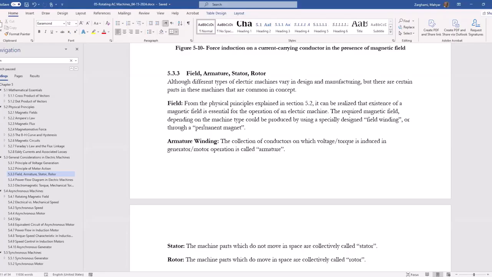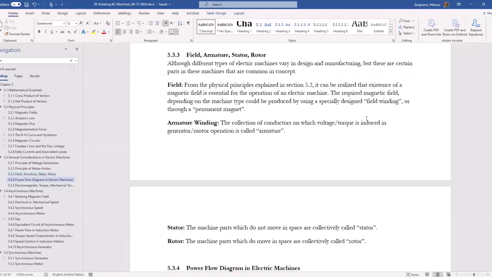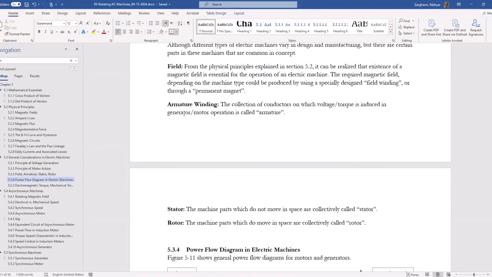That external field would be produced by that permanent magnet. In some other types of machines, that external field will need to be produced by that field winding. So that field is really essential. Then you have armature winding.